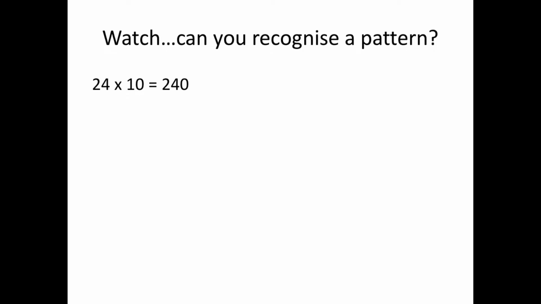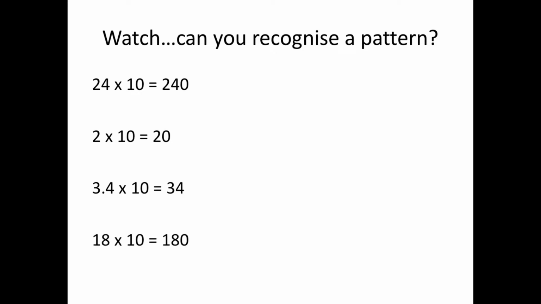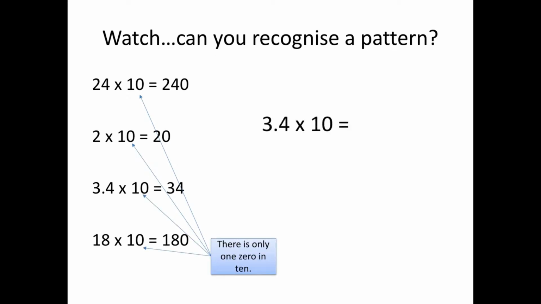24 times 10, 240. 2 times 10, 20. 3.4 times 10, 34. 18 times 10, 180. Okay, so 10 has only one zero. If 10 has only one zero, then when we multiply by 10, all we do is move the decimal point one place to the right, giving us 34 in this case.